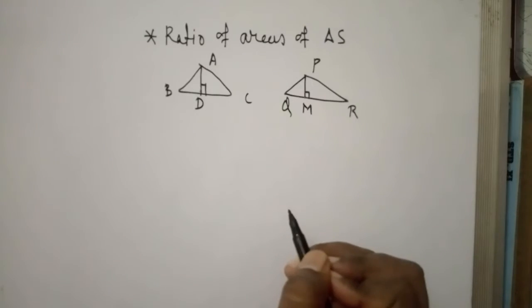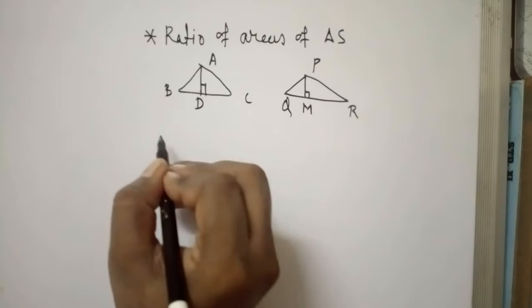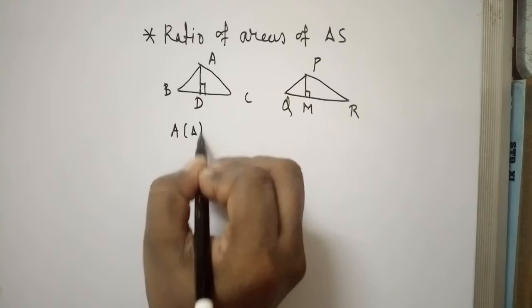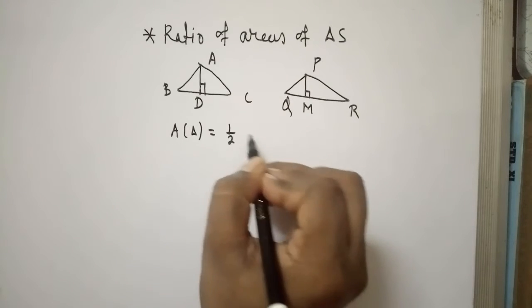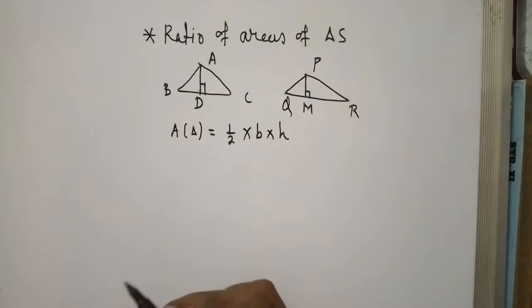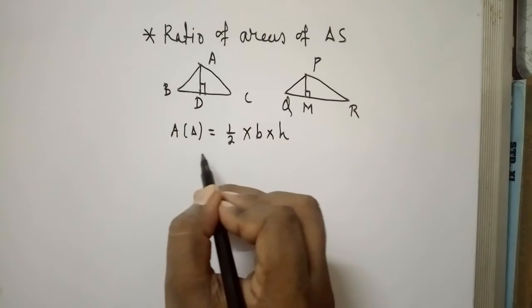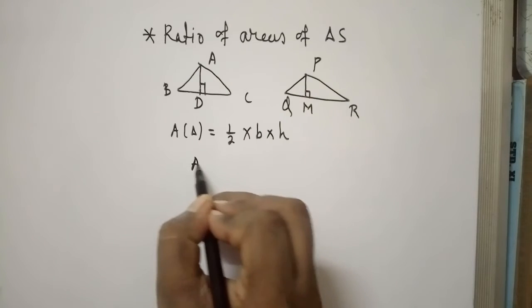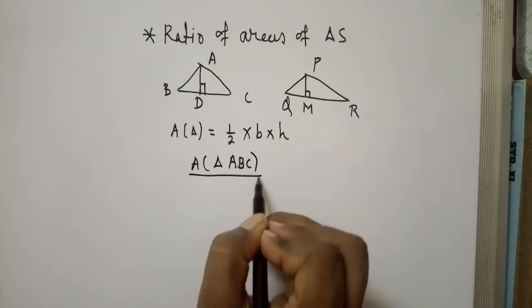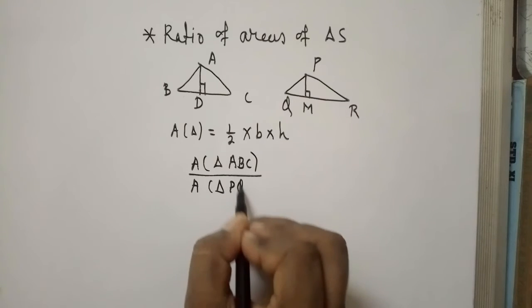We were talking about ratio of areas of triangles. That means, what is the general formula for area of triangle? Area of triangle is nothing but half into base into height. So if I take directly the ratio, I'm talking about the first case here, so area of triangle ABC upon area of triangle PQR.